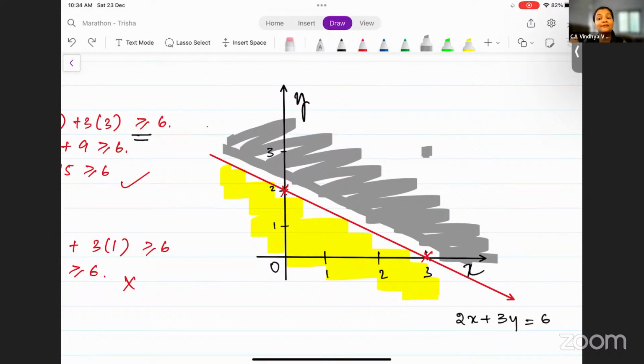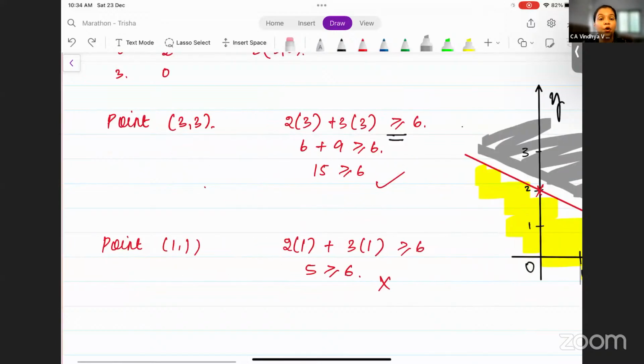Now what happens if the inequality is less than or equal to? Then the shaded area will be towards the origin. That means it should come towards 0. So it's away and towards. Is this clear? Yes, I hope this is clear. We can go with the questions.